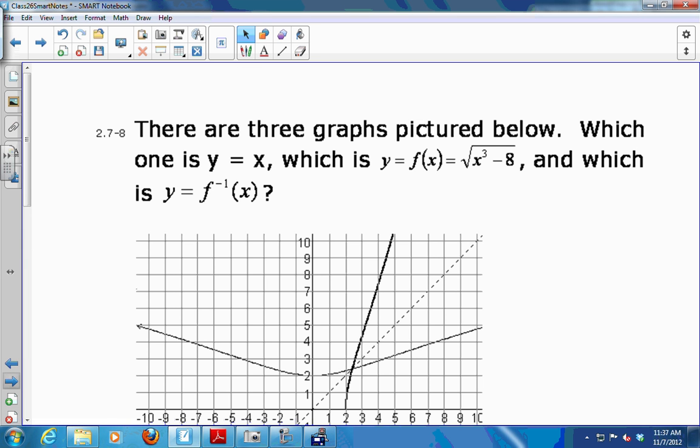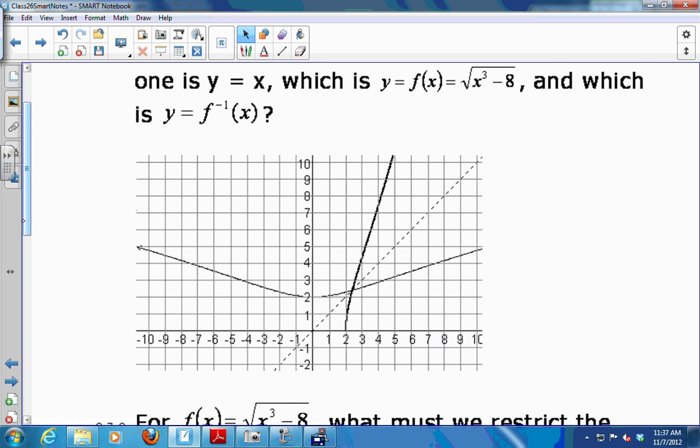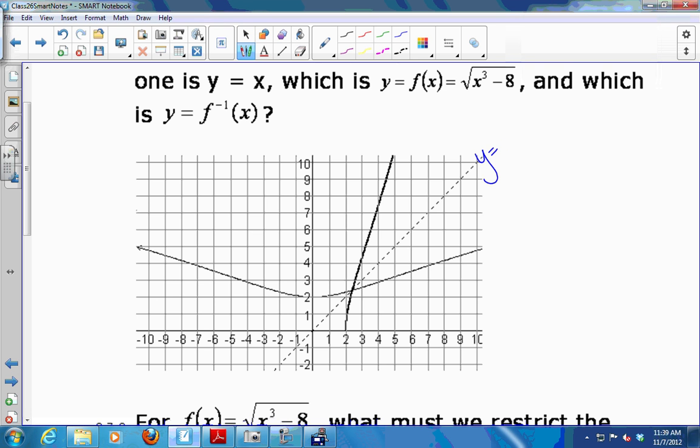All right, so I have 3 graphs drawn in this picture. One is the line y equals x. One is the graph of f of x, the square root of x cubed minus 8. And one is the graph of f inverse of x. So label the 3. Which is which? All right, so one of these is easy to identify. The straight line is y equals x.